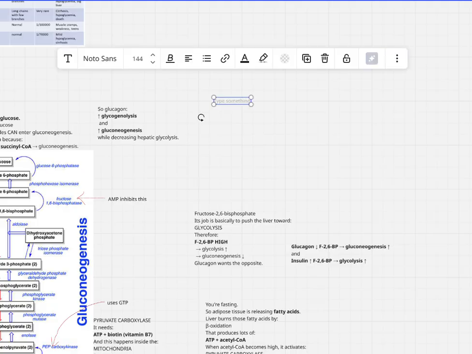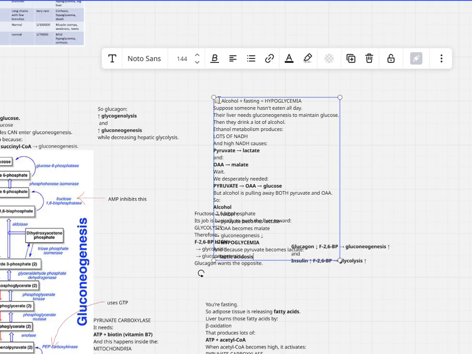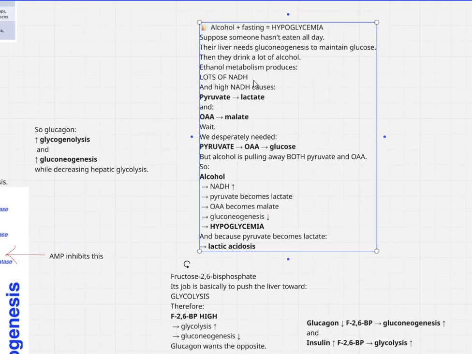so alcohol and fasting. Let me copy it down here. Okay, excellent. Put this here. Very nice. Okay, let's try to understand this.